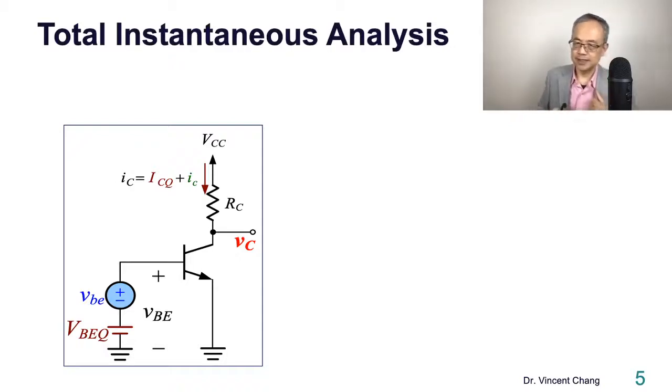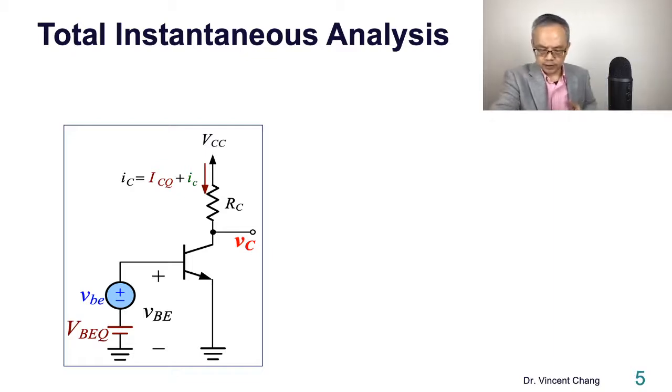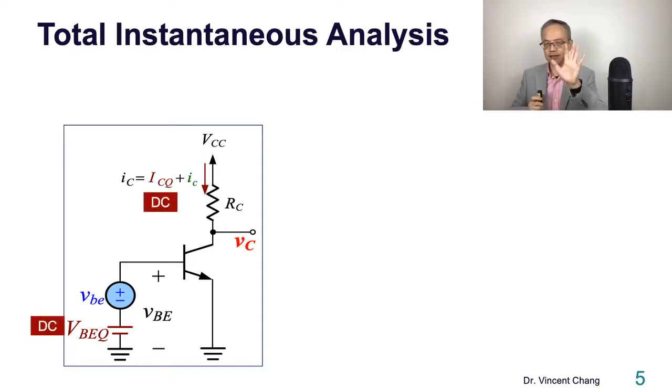Total instantaneous analysis. Let me ask you this: let's try to find out how big the amplifier gain is, because it's an amplifier, right? Then let's get everyone involved. Everyone means DC, AC, and DC plus AC, the so-called total instantaneous. So let's get everyone involved to find out the AC voltage gain, the amplifier gain.